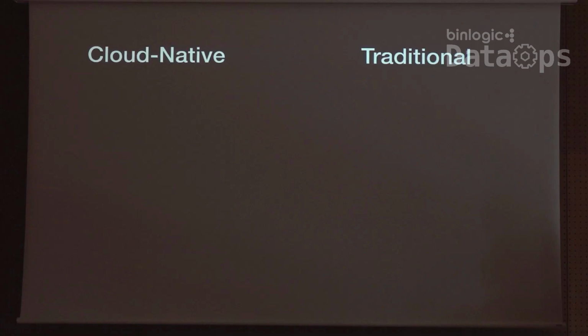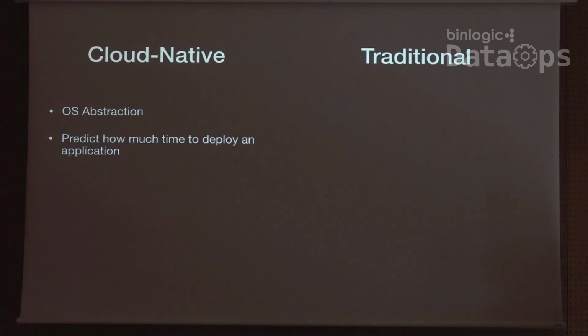So, a brief comparison between cloud native and traditional ways. In cloud native, you have OS abstraction. You can predict how much time it takes to deploy an application because you have automated tests, so it's easy to predict how much time you're going to need to promote this to production, while in traditional, you would not know that. You have the right-sized capacity. You can scale up or down based on the demand of the system.